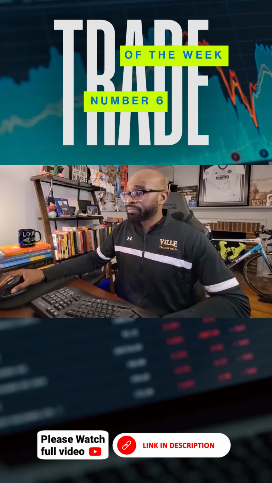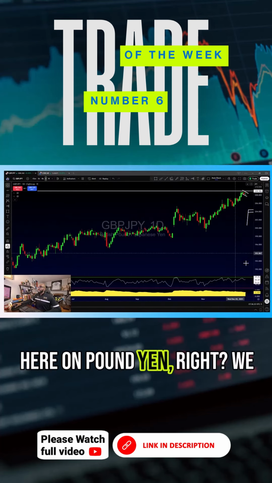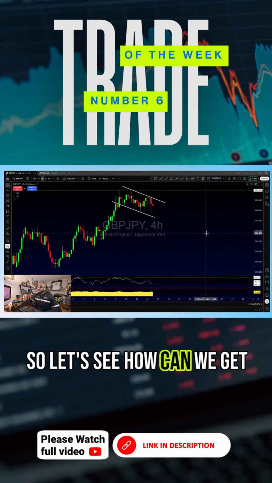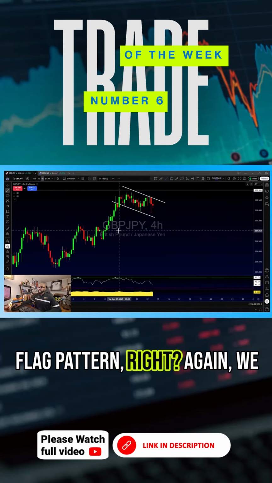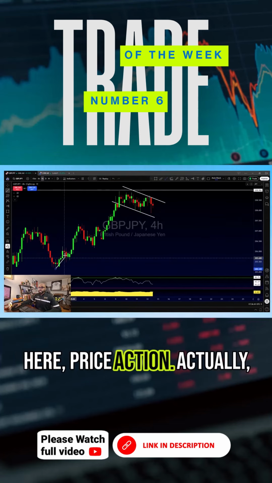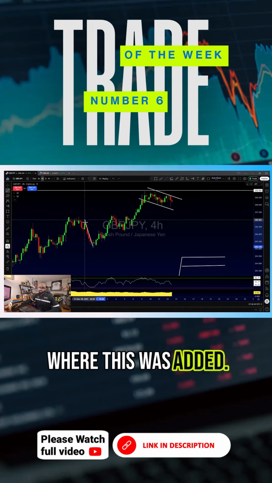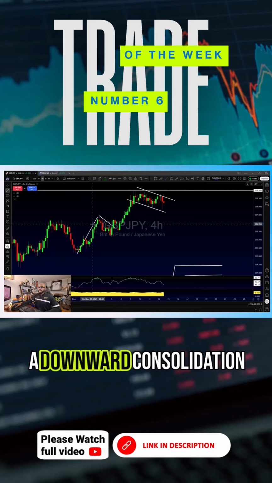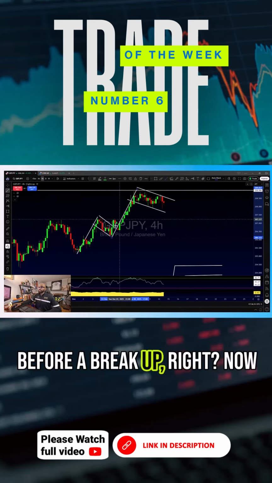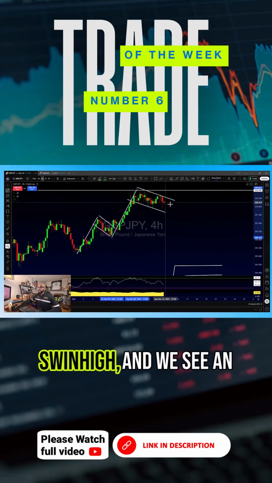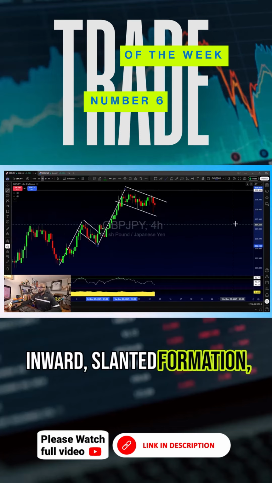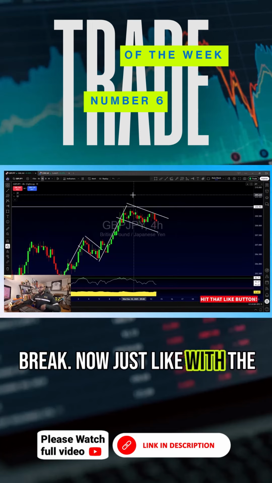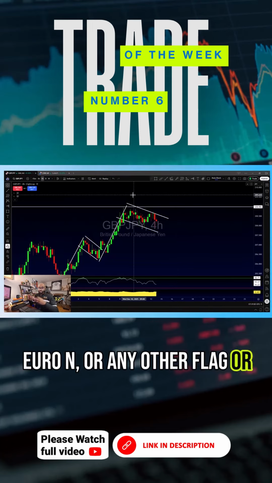So anyway, going back down here on pound yen, we have that room to go higher. So let's see, how can we get higher? Well, we have our flag pattern, right? Again, we saw something very similar here. Price action, actually we saw it a couple times in a row. This one's a little bit sad to be honest, but we saw it right here, swing low to swing high, and then we saw a downward consolidation before a break up, right? Now we saw it again, swing low to swing high, and we see an inward slanted formation, and we would expect a bullish break.